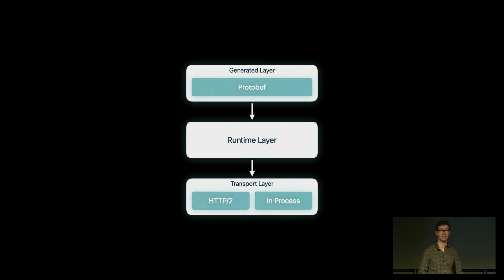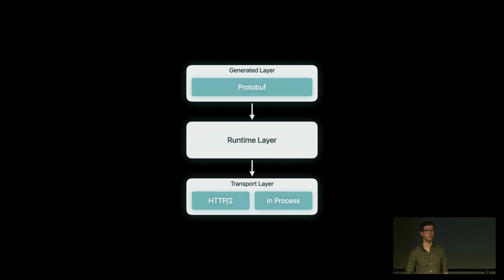The transport layer provides the communication between your client and server. Again, gRPC isn't tied to a single mechanism here, but in practice, HTTP2 is the most widely used. Another widely used transport is an in-process one, which is often used for testing, as it avoids the network altogether.